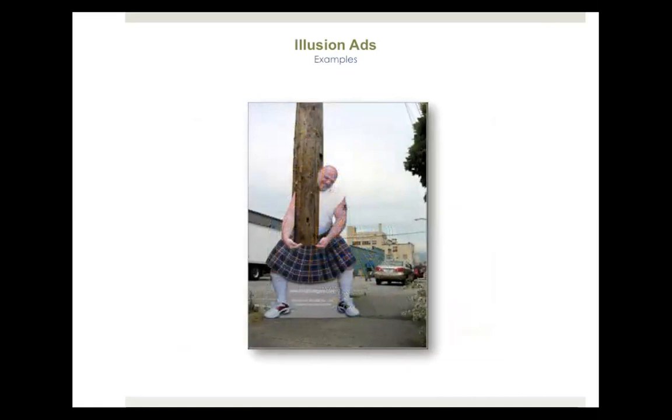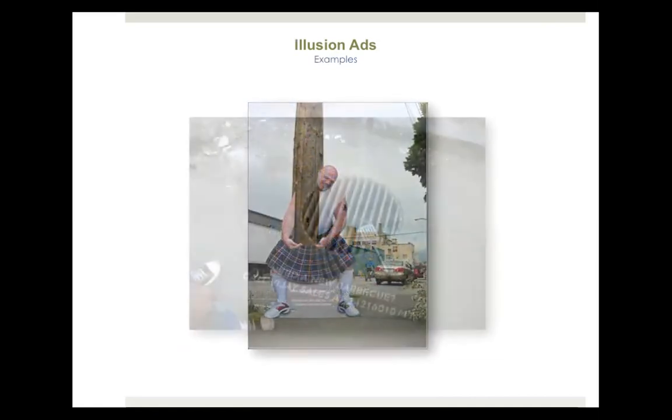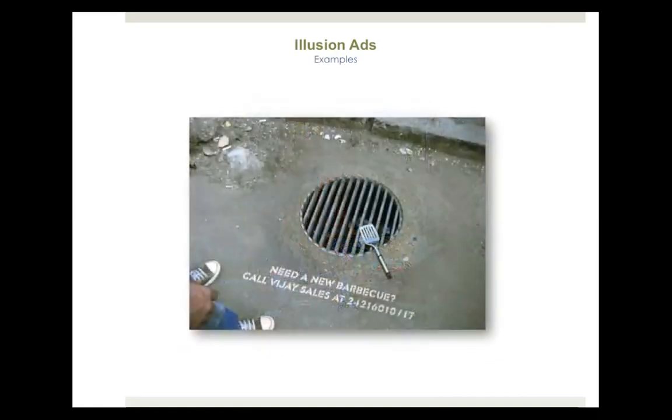This is kind of a wrap around a telephone pole idea. So it's not actually a guy, it's a printed display, and it's slipped over into these poles to make it look like the guy's holding the pole, almost like the big man competitions, strongman competitions. I can't read what this says, but probably has something to do with maybe an event that's going on. Here's another manhole cover idea. Need a new barbecue. Call this guy.